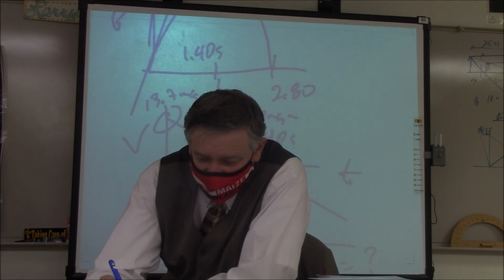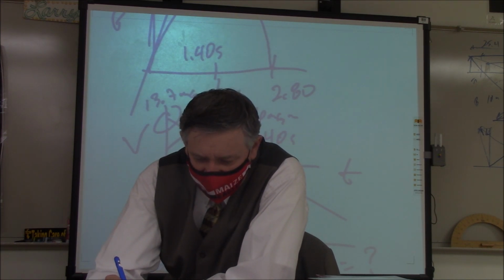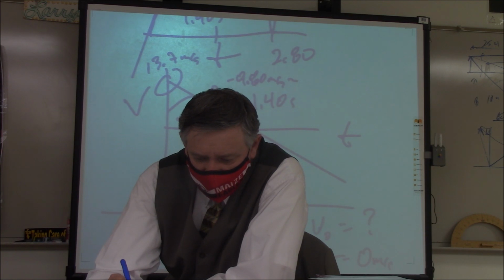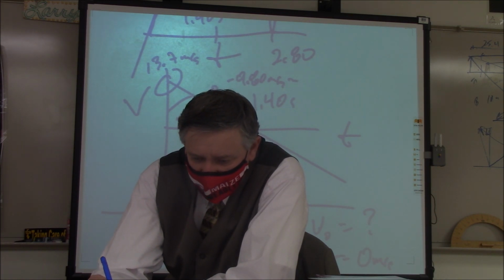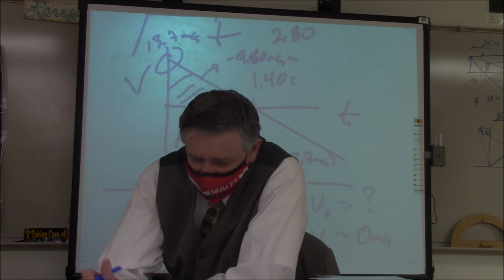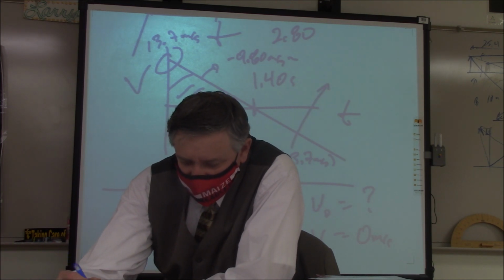So, one option is that I could just find this area. Area equals 1/2 base times height, right? So that would be 1/2 my base, which is 1.40 seconds, times that 13.7. So take 0.7 times 13.7. 9.604.